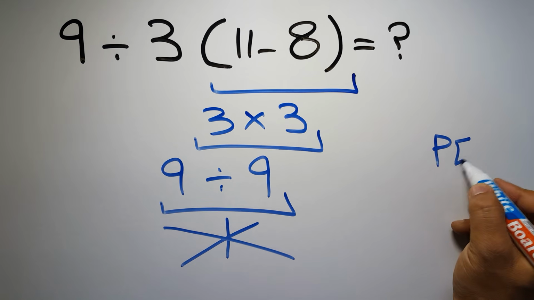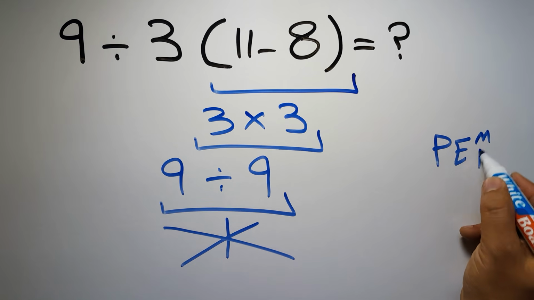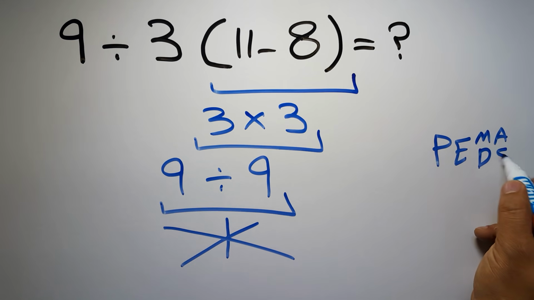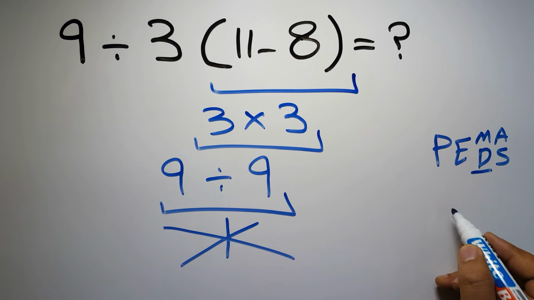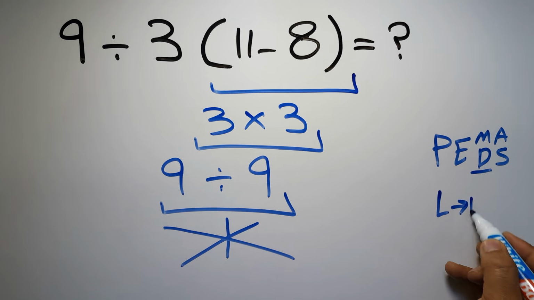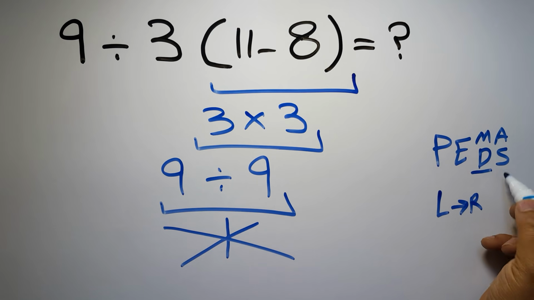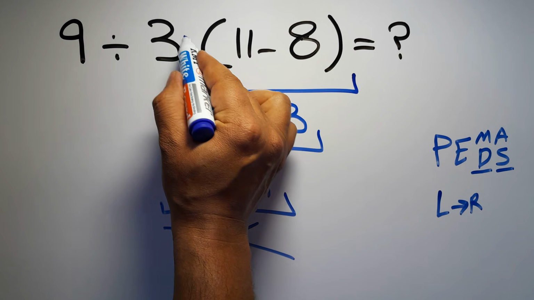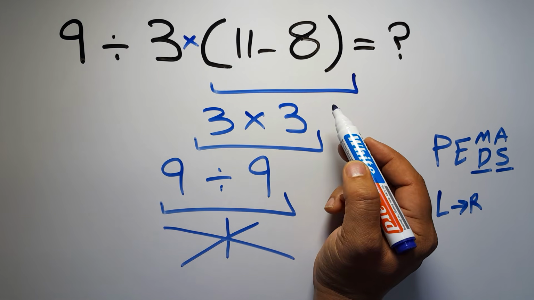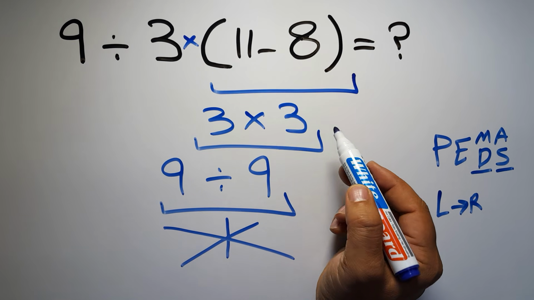do parentheses, then exponents, then multiplication or division, and finally addition or subtraction. Remember that multiplication and division have equal priority and we have to work from left to right. And the same applies to addition and subtraction. In this expression, we have one division, one multiplication, and one parentheses. Inside this parentheses, we have one subtraction.